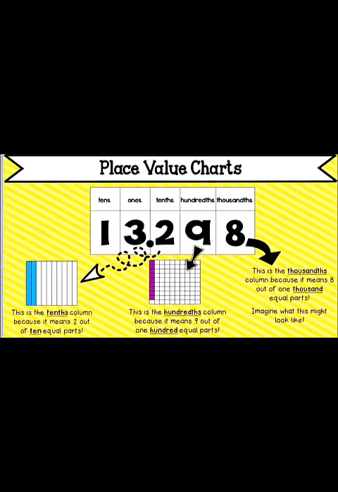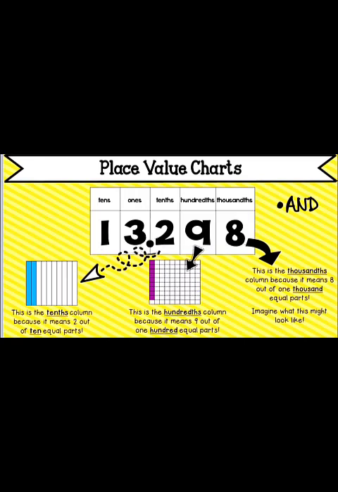Hey guys, today we're talking about decimal place value. So here we have the number 13 and 298 thousandths. We read this number with the decimal point, we say "and." When you see a decimal, you say "and." So we have 13 and 298 thousandths.